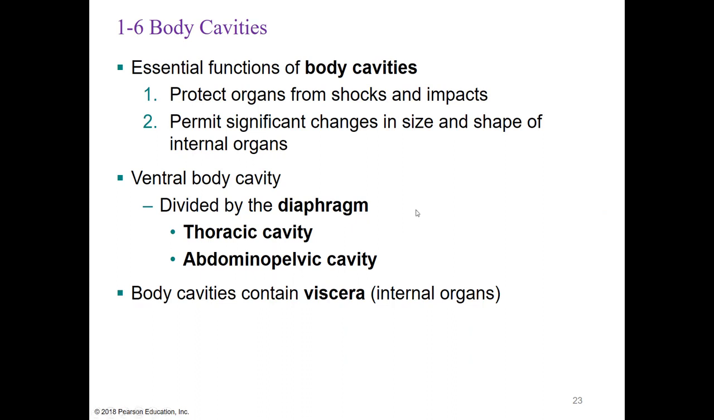Body cavities. Body cavities are going to protect organs from shock and impact, and will allow the organs to change in size and shape as they move and work. The ventral body cavity is divided by the diaphragm and is going to include the thoracic cavity and the abdominopelvic cavity. So I'm going to show you these in a picture to help them be a little easier to remember if we get a visual. Body cavities are also going to contain viscera. Viscera, again, fancy for internal organs.